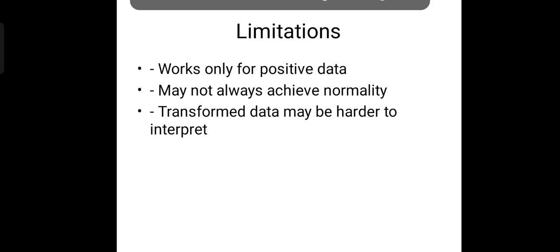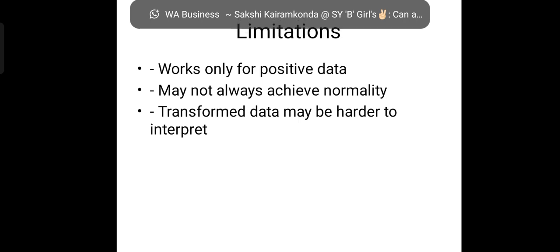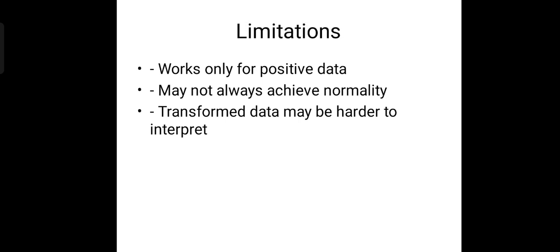Why is normality important in regression? Because in linear regression, residuals should be normally distributed. The variable relationship should be linear. The error term should have constant variance. Box-Cox helps us fix these problems when raw data doesn't meet the requirements.